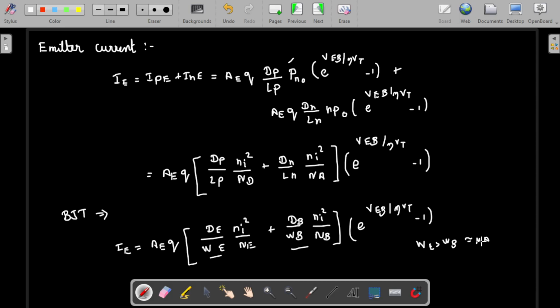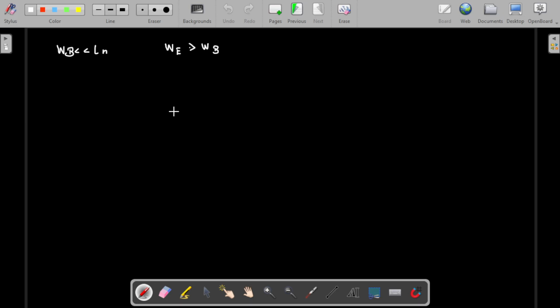Now we are ignoring all these terms. We are going to neglect this term, since this is greater, and consider Wb alone. So IE can now be written as AEQ. Once we ignore the emitter term, we get DB divided by Wb times Ni square divided by Nb, which multiplies e power VEB divided by eta VT minus 1.